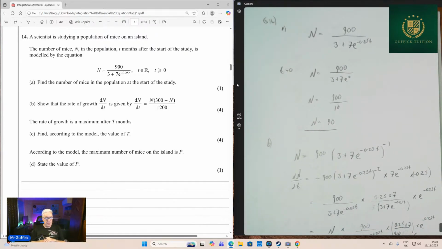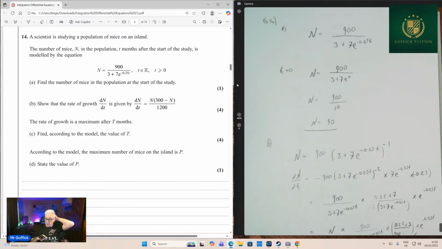And what's it saying? It says a scientist is studying a population of mice on an island. Now, the number of mice, n, in the population t months after the start of the study is modeled by that equation. N is equal to 900 divided by 3 add 7e to the minus 0.25t. Okay, so it says find the number of mice at the start of the study.